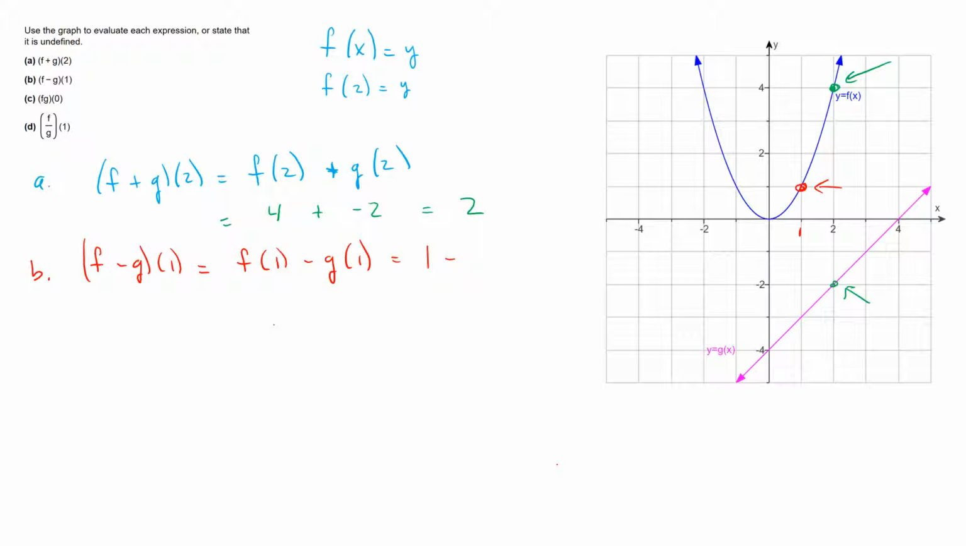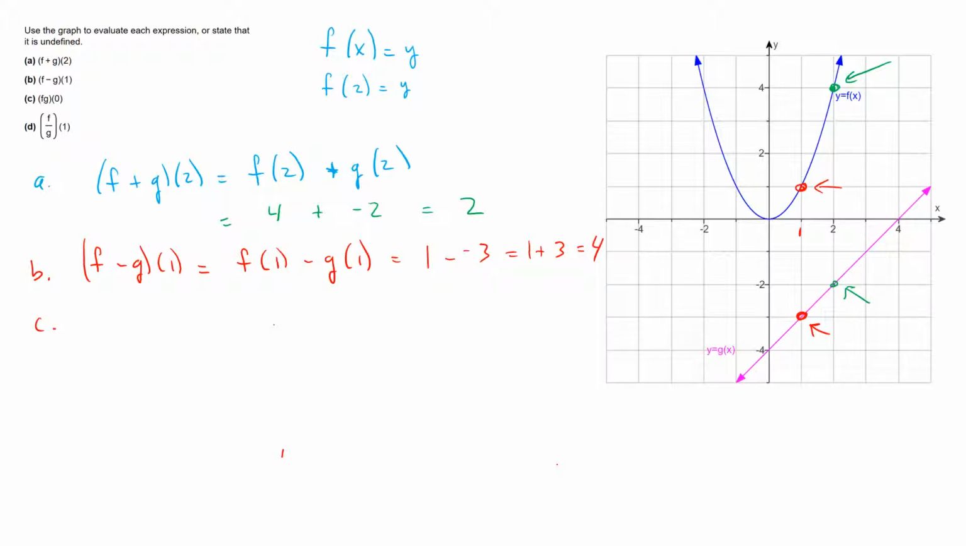And g of 1 looks like it's negative 3. On the g function, if x equals 1, the associated y coordinate is negative 3. So f of 1 is 1, g of 1 is negative 3, and we have 1 minus negative 3. That's actually 1 plus 3. And so 4 is the answer to part B.